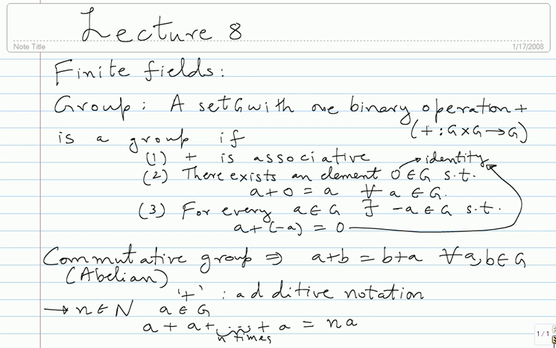So maybe at this point we'll see an example which will be particularly useful to us. I'm not going to give you the standard simple examples. I'll give you the one example which I think is slightly more interesting. So I'll use this example Zn. What is Zn? Some of you might be familiar. It's the integers 0, 1 through n minus 1.